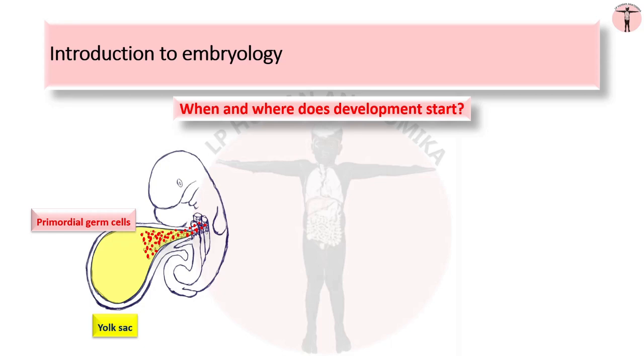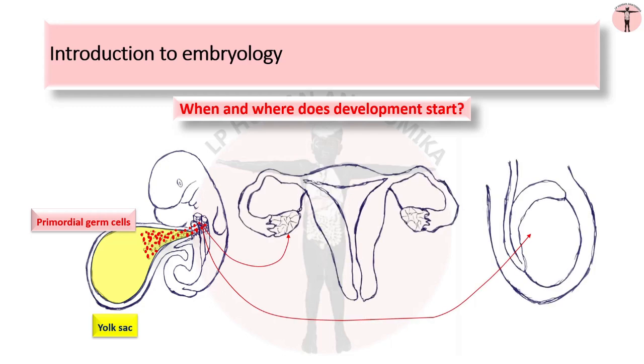These primordial germ cells will give rise to the germ line, a series of cells that form the sex cells or gametes, which is the ova in the female ovary and sperms in the male testis. However, these gametes will not function to form the next generation for several decades until the onset of puberty.